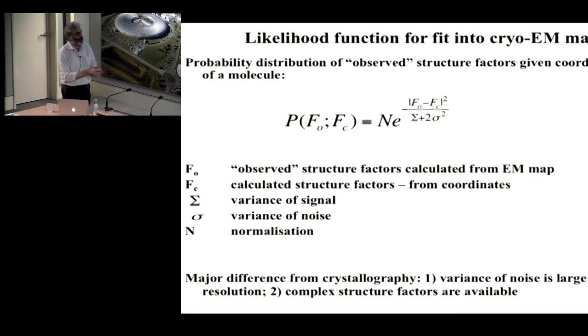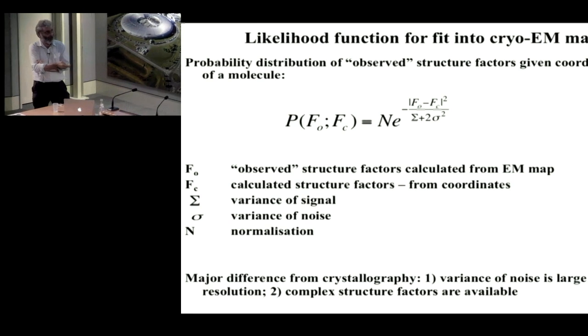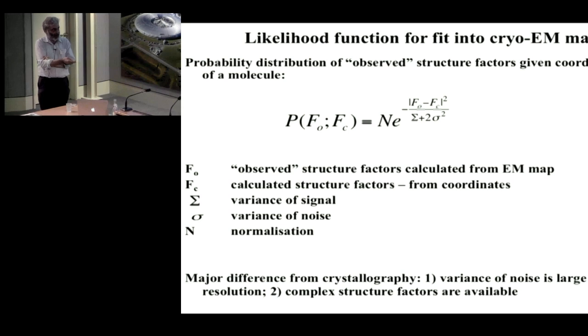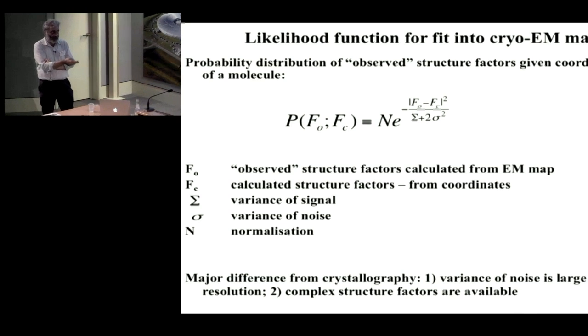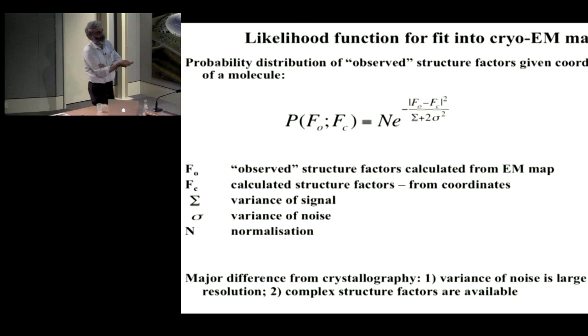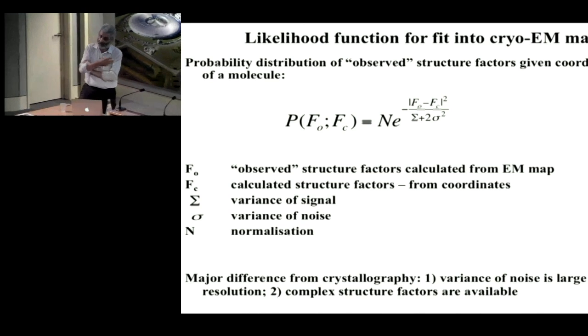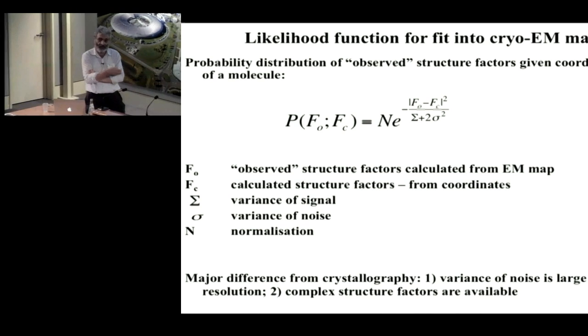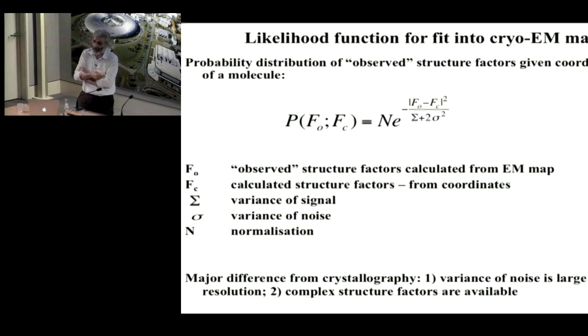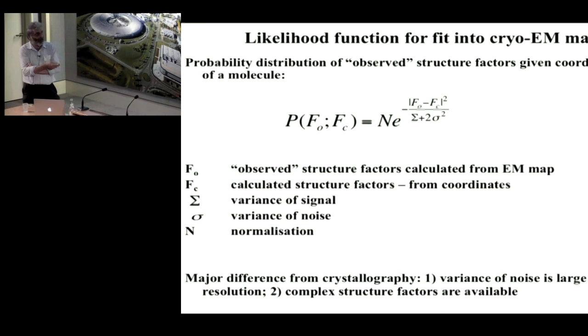Major differences from crystallography is that variance of noise is large at high resolution. And in crystallography, we do not observe phases. In EM, phases are available, and it's claimed that phases are even more reliable than structure factors. At least in one paper, somebody claims that amplitudes are more reliable, but analysis shows that it is not so.